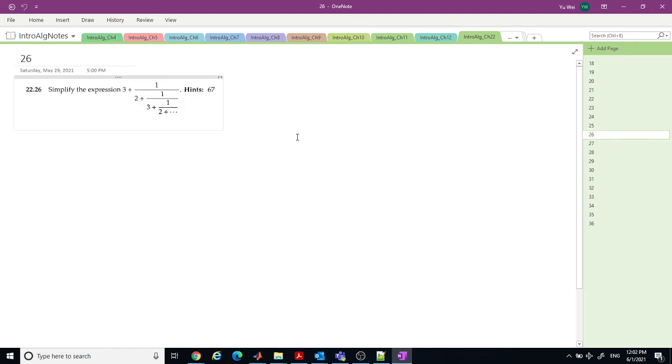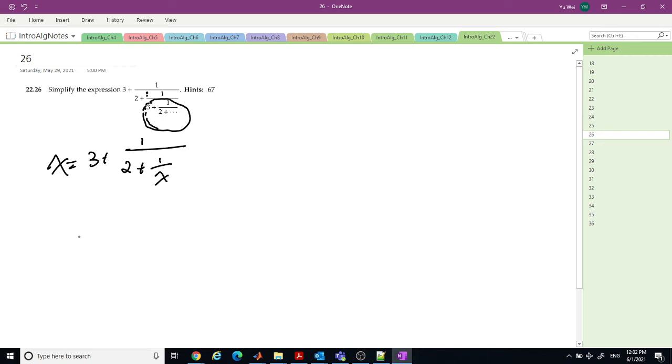So next, we want to solve this problem. Let's say x equals this, right? x equals 3 plus 1 over 2 plus, now this section becomes x again, so it's 1 over x. So now we can see x equals 3 plus 1 over 2 plus 1 over x, right? Now we can try to solve the equation.